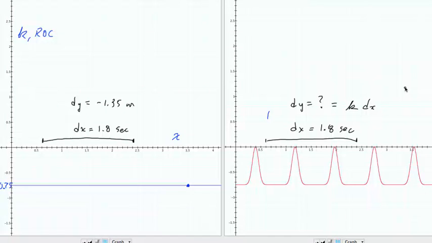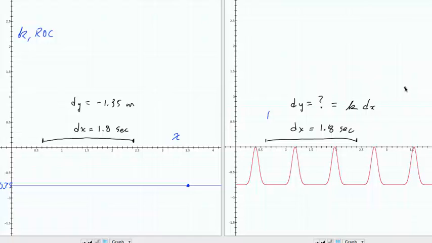Can we use k dx to do this? Not if dx is 1.8, right? Not if dx is 1. If dx is 1.8, what's happening? K is changing, and often in the real world, it's more realistic that a rate of change will change, that you don't just have a constant rate of change.